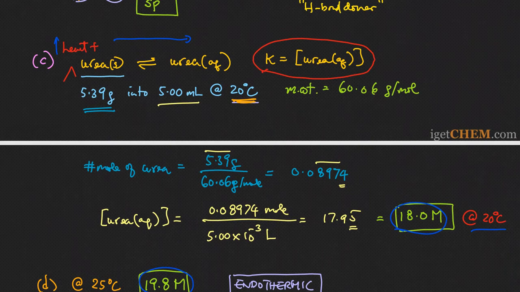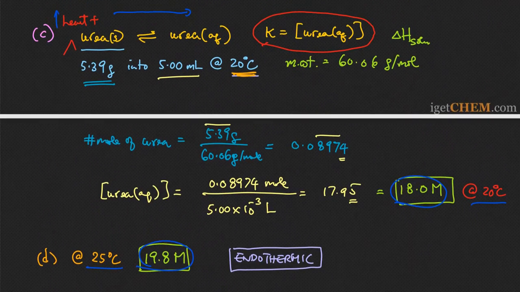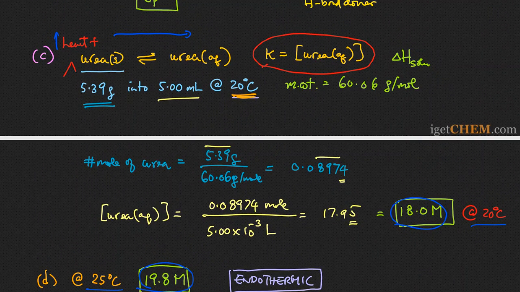So we've written down this reaction right here. And so the delta H for this reaction is called the heat of dissolution because the reaction is dissolving urea into an aqueous solution. So essentially what we are asking is what is the heat of solution here?